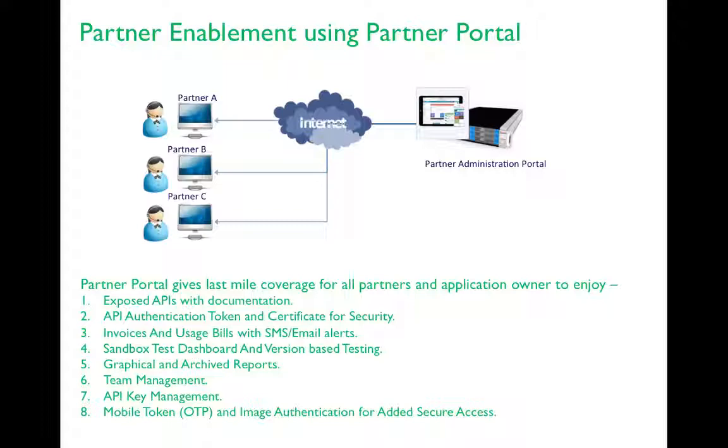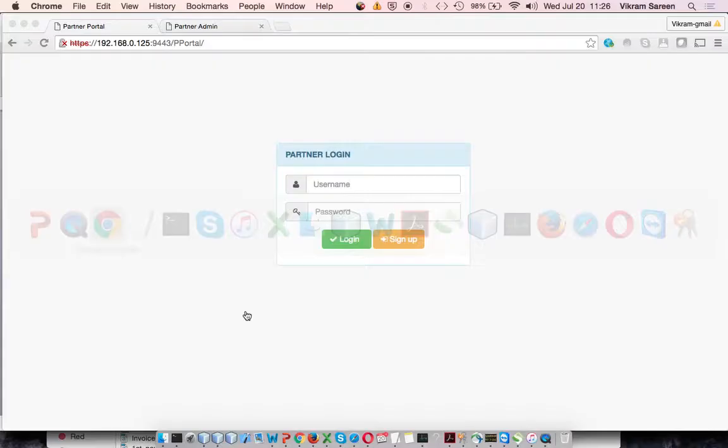There could be multiple team members in the same partner or developer account, and they can also do API level key management. That means they can define different security keys for different APIs that are exposed to them. They can also use the versioning part. Sorry, not manage, mostly use it. And lastly, there is strong authentication with regards to mobile token as well as image authentication. Okay, let's get started.